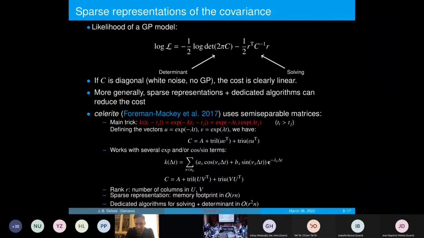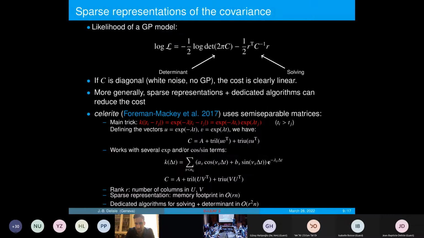Luckily, we have some ways to reduce the cost of evaluating the likelihood. The most obvious one is if the covariance matrix is diagonal, then it's much simpler. Everything simplifies, and the cost is typically linear in terms of number of instruments.